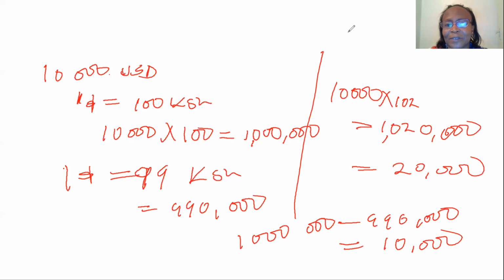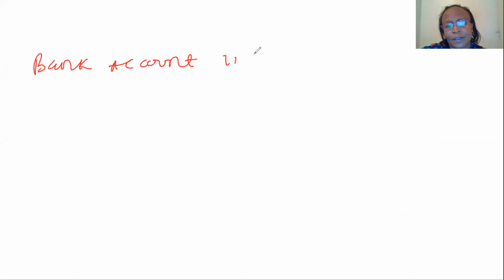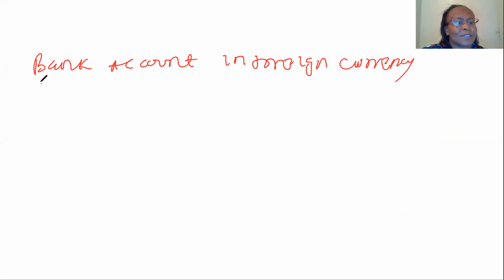What do we mean by leads and lags? The first method we have agreed is to have a bank account in foreign currency. The second method is what we call leads and lags. What is leads and lags?